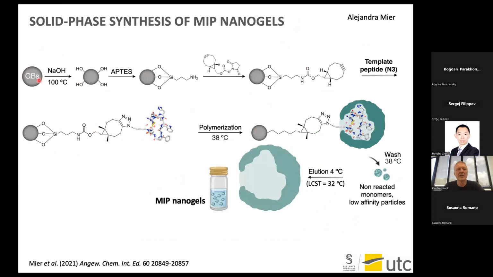So we take a solid phase, which can, for example, be glass beads, about 100 micrometer in diameter. We activate them, we couple our click chemistry coupling group, and then we click our peptide, which has the azide on the lysine. And now we are ready to directly synthesize around single peptide molecules our synthetic polymer nanoparticles, our molecularly imprinted polymer.